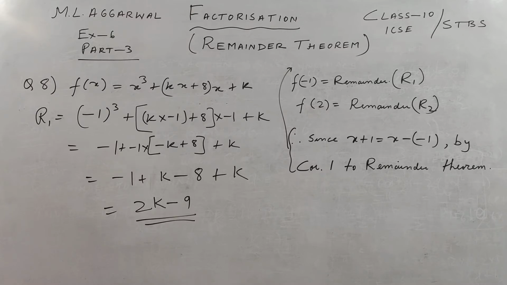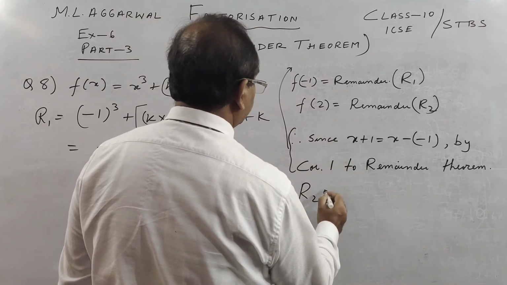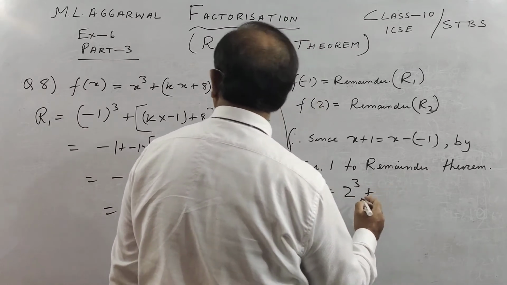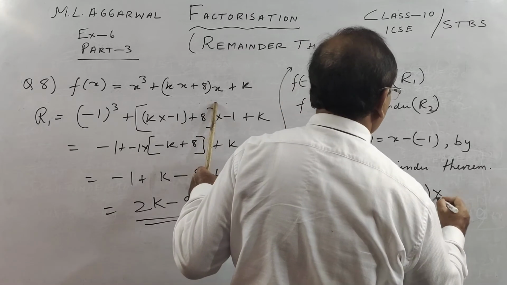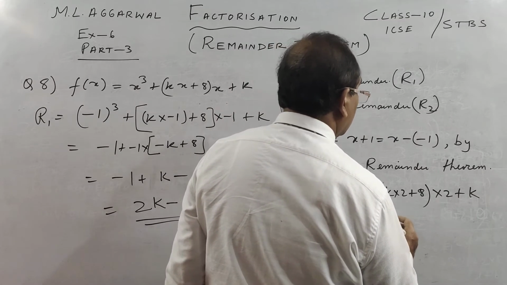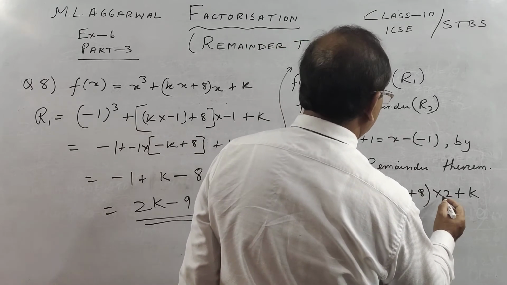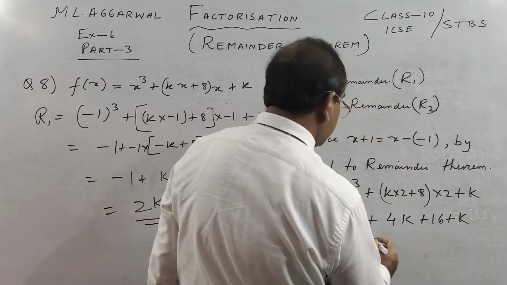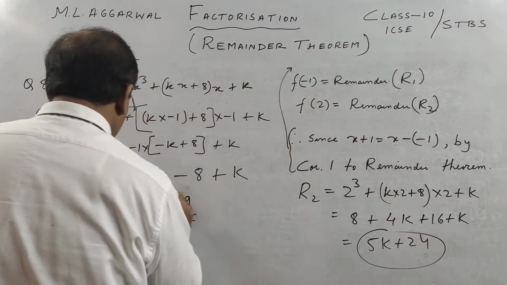In the same way we move on and we get R2, f(2). So you put 2 over here. So 2 cube plus k into 2 plus 8 whole thing times 2 plus k. So here we get 8 plus 2 2s are 4k. Directly I'm multiplying and opening the bracket also. You are in class 10. So here I get 2 4s are 16 plus k. So here if I see, I get 5k plus 24. So I think 1 mark is for this, 1 mark is for this.